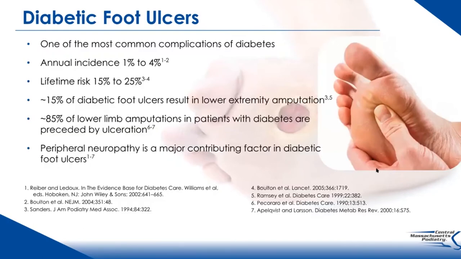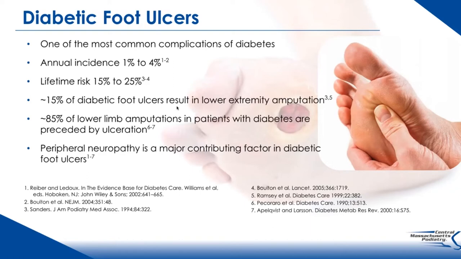I don't want to go into the details too much about diabetic foot ulcers, but I just want to say that it is one of the most common complications of diabetes. The annual incidence for diabetics is 1 to 4%. So out of every 100 people, one's going to get an ulcer every year. The lifetime risk is 15 to 25%, so 1 in 4 is going to get an ulcer. If the annual incidence is more, it's because a lot of times they come back multiple times.